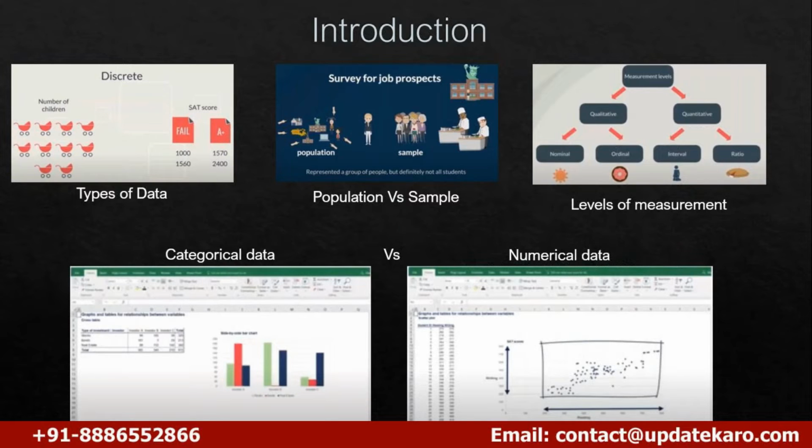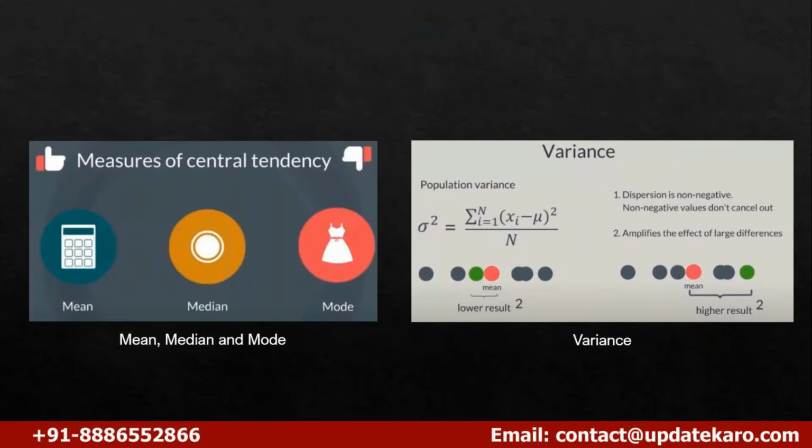We'll be starting with population and sample. Basically, what is a population, because that is a very important topic, population and sample. And then we'll be moving towards types of data and levels of measurement. And then we'll be looking into categorical and numerical data differences, right? How to plot them on graphs, right? How to visualize them.